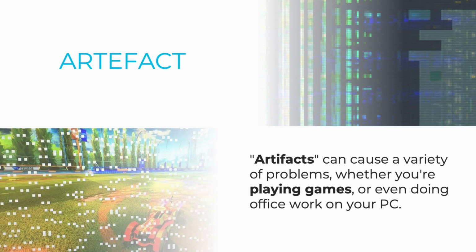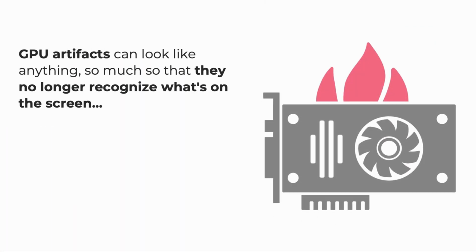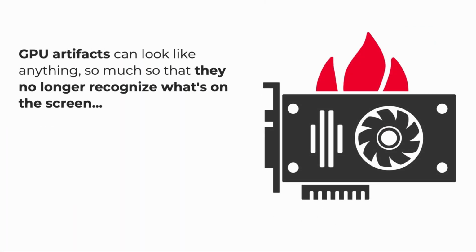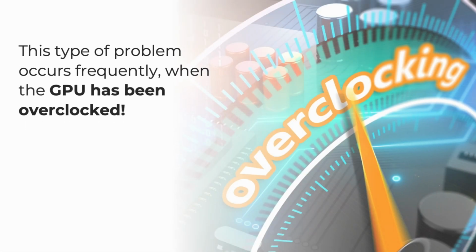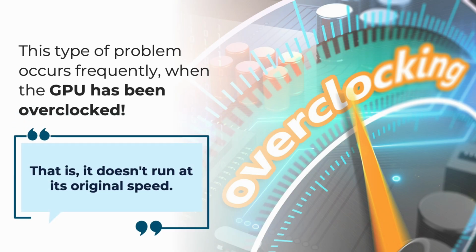Artifact. And to finish the course, we're going to quickly talk about the artifacts that can cause various problems, whether you're playing games or even doing office work on your PC. GPU artifacts can look like anything, so much so that you can't recognize what's on the screen. This often appears because of the heat of the graphics processor, the GPU, and is often resolved by simply lowering the temperature of the GPU. This type of problem happens frequently when the GPU has been overclocked, that is, it doesn't run at its original speed.